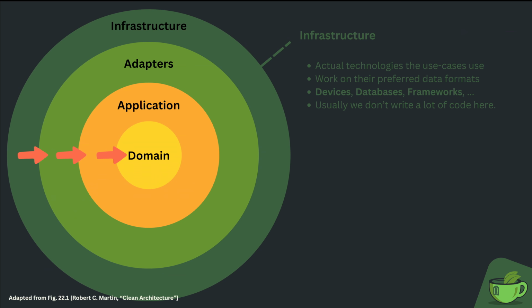And finally, the infrastructure layer is on the outer rim of this architectural pattern. It contains all the concrete technologies which the use cases rely on. These can work on their preferred data formats thanks to the adapters layer. What we find here are devices, databases, all the frameworks, etc. And as it is mentioned in the book, we typically don't write a lot of code in this layer ourselves. Example infrastructure components are Axum endpoints, Tokio, Postgres queries, etc. At least, this is how I understood it from the book. And let me tell you, I read those few pages in question at least 10 times.